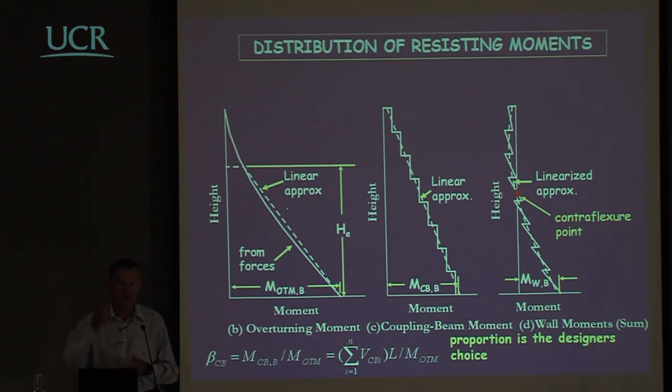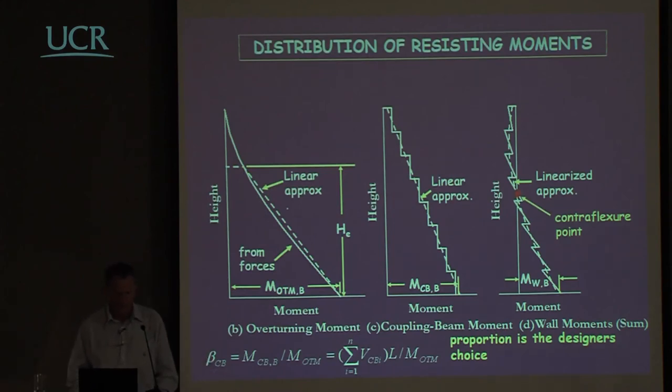If we know what the shear is, we can sum them up the full height of the building and then multiply them by the distances between the wall center lines, and that will give us the contribution of the coupling beams to resisting the moment in the walls. And we can then determine that the moments in the walls themselves will be the difference between these two moment diagrams, the overturning moment and the coupling beam moment itself.